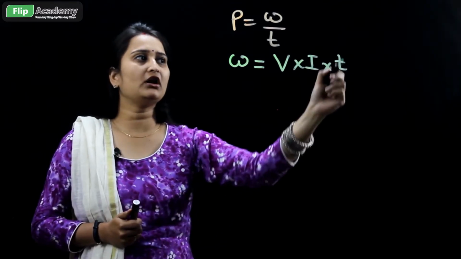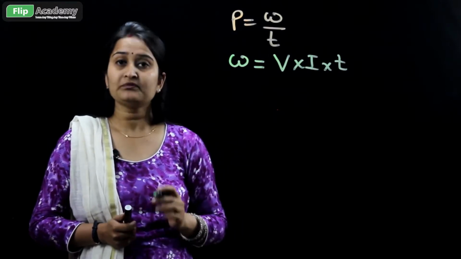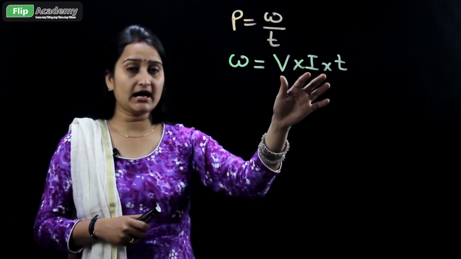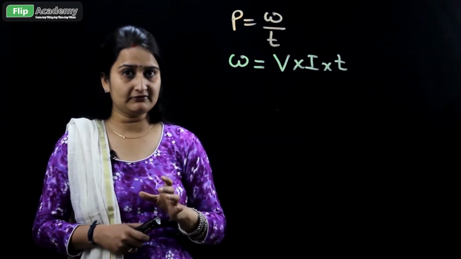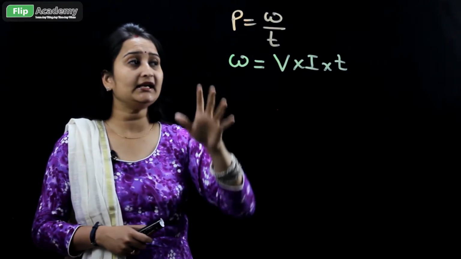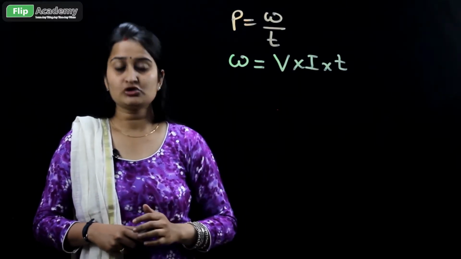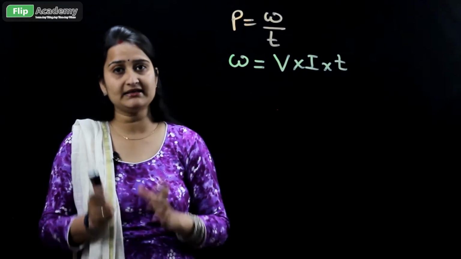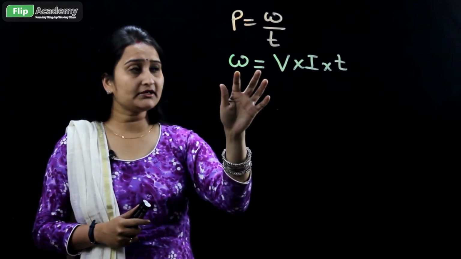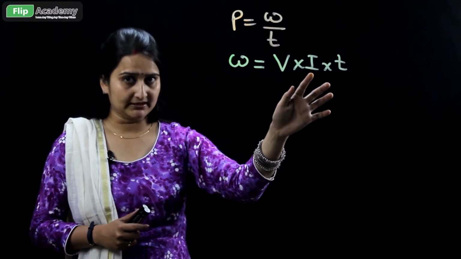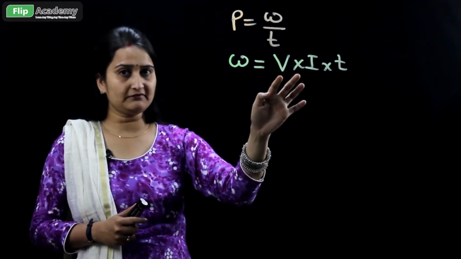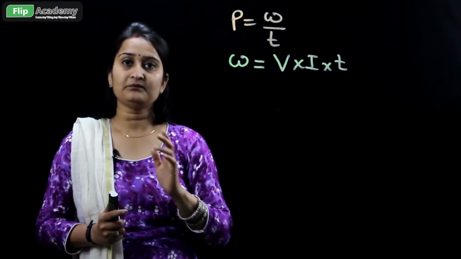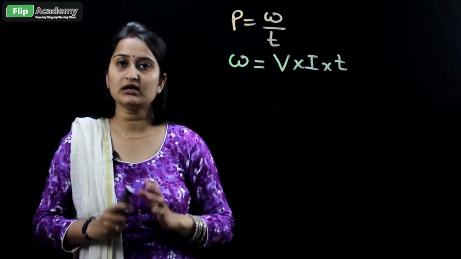How do we define work in this particular condition? That W is the work done by the current I when the potential difference applied is V in time T. So this is how we define work done, which is represented by W. That is the work done by the current I when the potential difference V is applied in time T is known as work done.